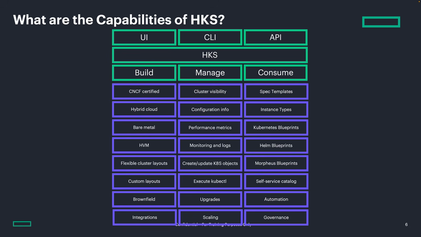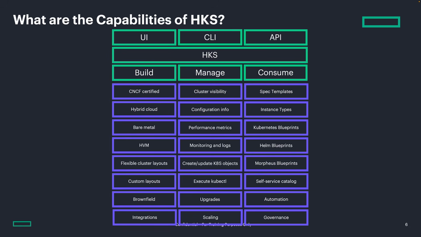And finally, under the Consume Capabilities pillar, once a HKS cluster is deployed, you can take advantage of the extensive provisioning and automation capabilities offered by HPE Morpheus Enterprise. If you're already familiar with using Morpheus for virtual machine provisioning and automation, you'll find that many of these features seamlessly extend to HKS clusters.